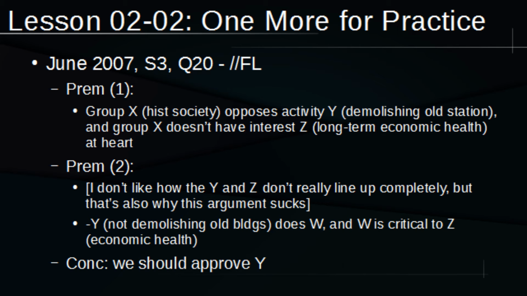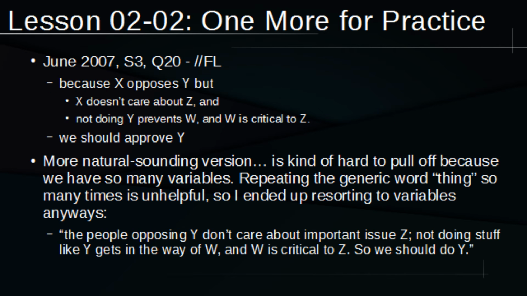Having done that, I do want to give you a version of the natural language version, so to speak, which we'll do on the next slide. Just for reference, we have the variable version of our argument here. Because X opposes Y, but X doesn't care about Z, and not doing Y prevents W, and W is critical to Z, we should approve Y.